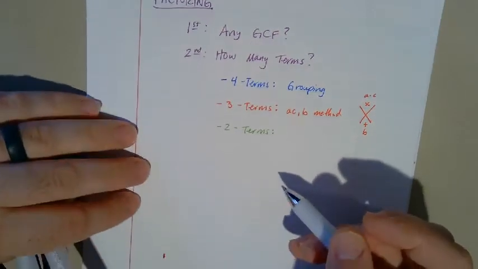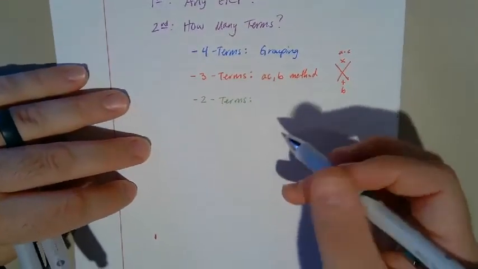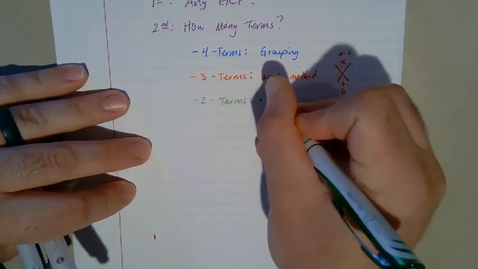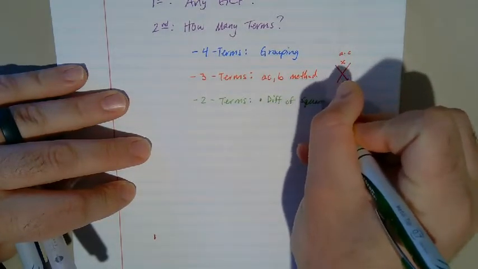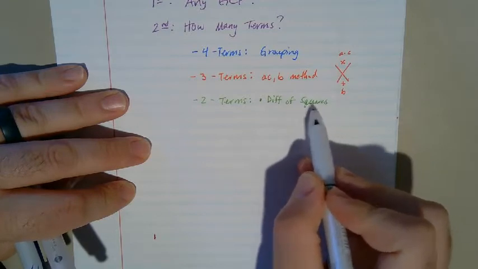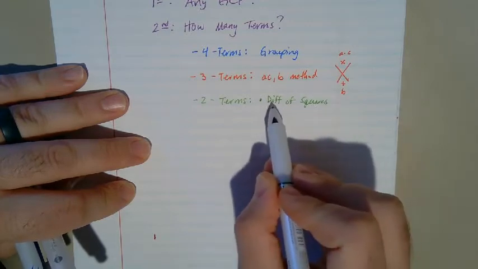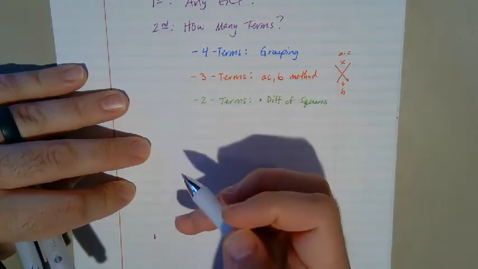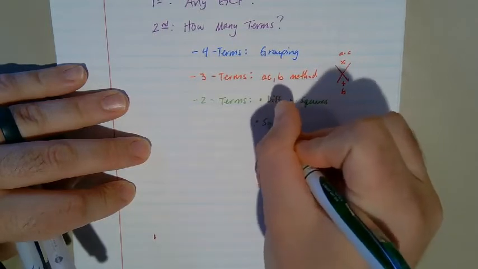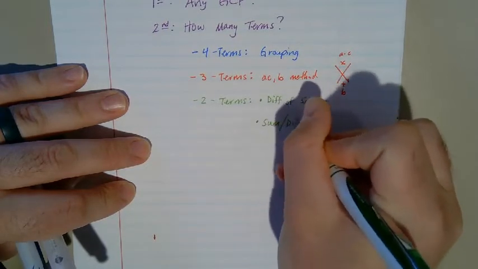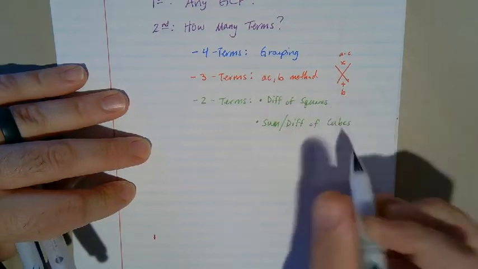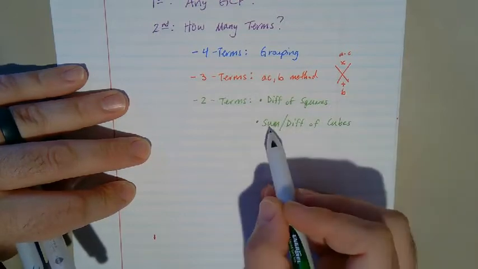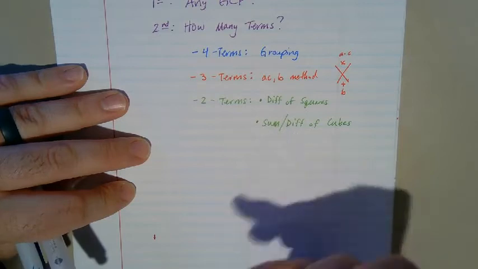Or there could be 2 terms, and with 2 terms there's a couple of possibilities. You could have what's called a difference of squares, where you have 2 perfect squares subtracted. That's a difference piece. Difference is subtraction, 2 perfect squares subtracted. Or you could have what's called a sum or difference of cubes. So if you've got 2 perfect cubes either being added for sum or subtracted for difference.